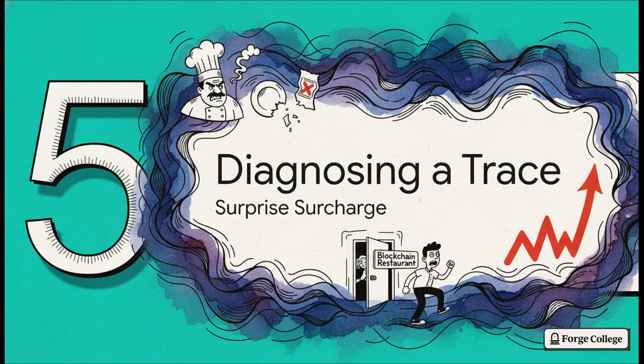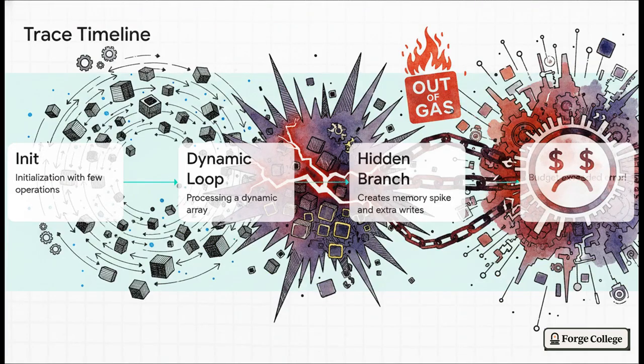Section 5, Diagnosing an Execution Trace. The surprise surcharge. Picture this trace unfolding. Everything starts off totally fine. You've got some cheap initialization ops. Then the transaction enters a dynamic loop.